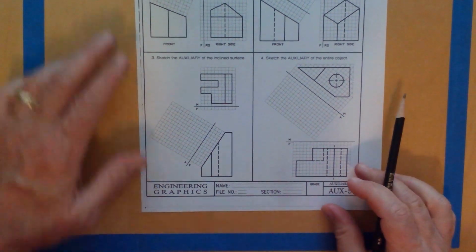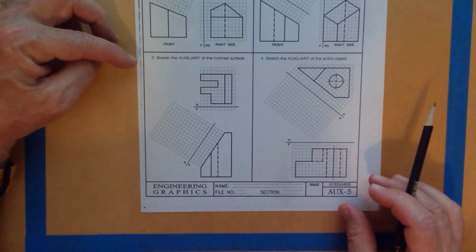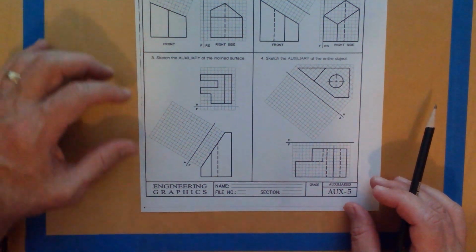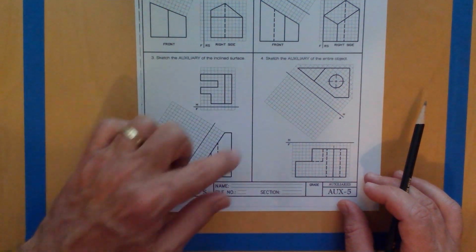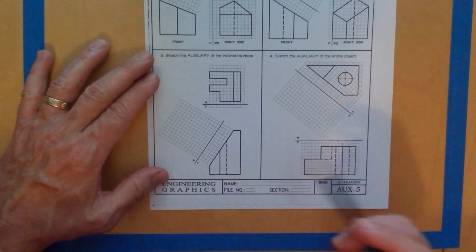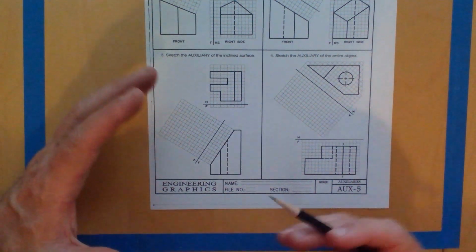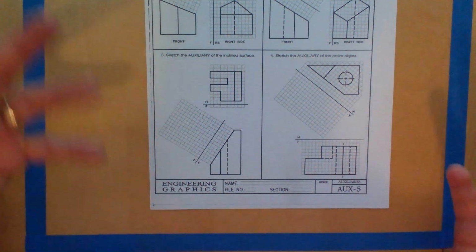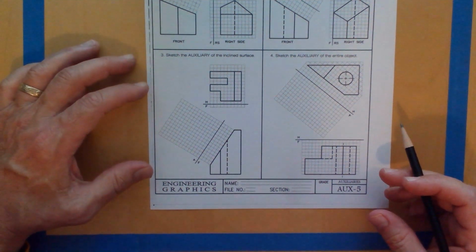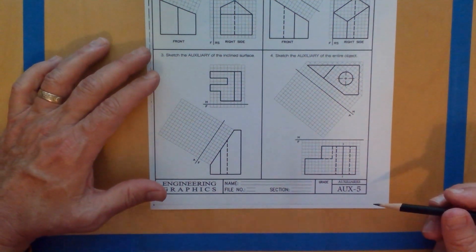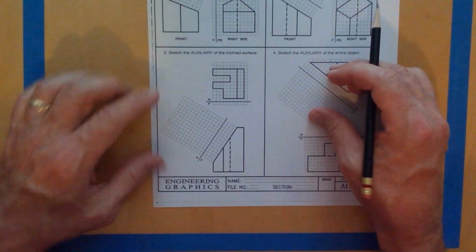So this is the sketching assignment in Module 5, Auxiliary Views. And what I'm going to do is do this auxiliary view sketch and walk you through that. And also, again, just reiterate some of the techniques that you'll need to use for sketching. So let's go through this.